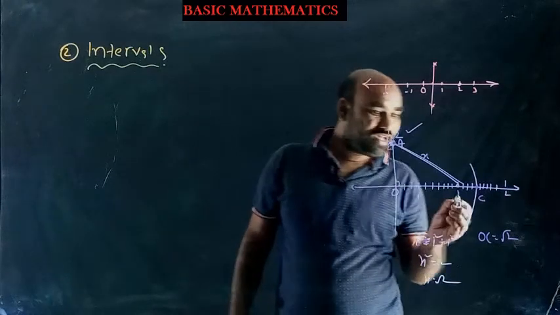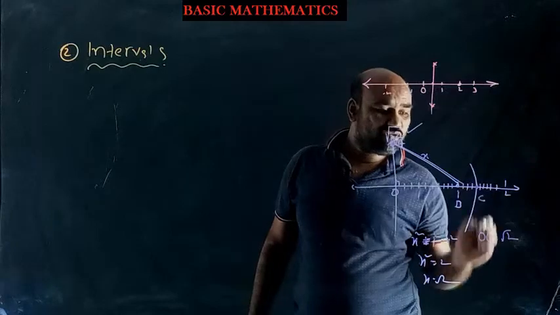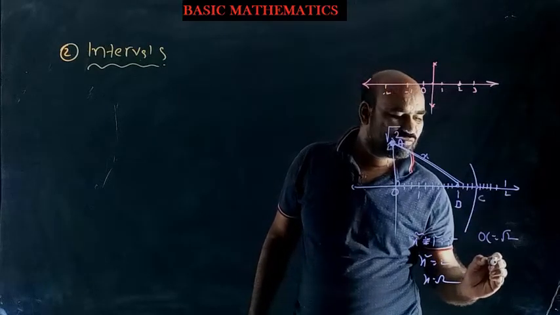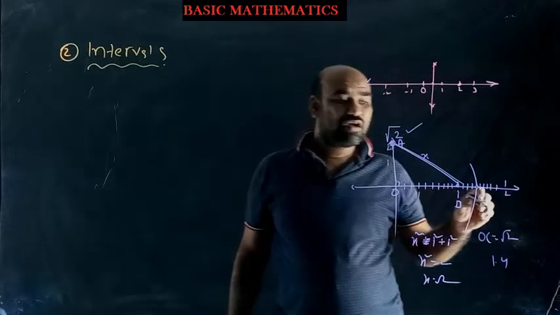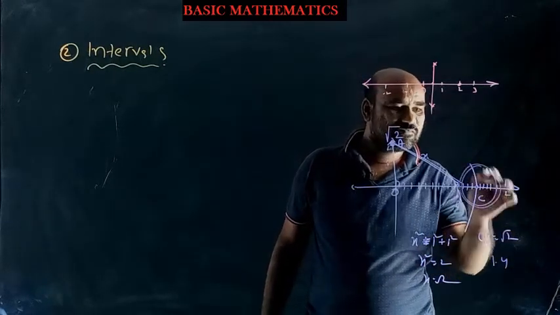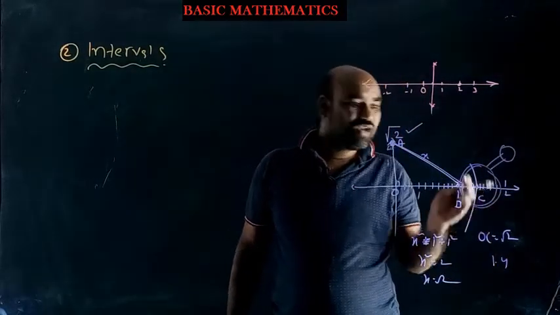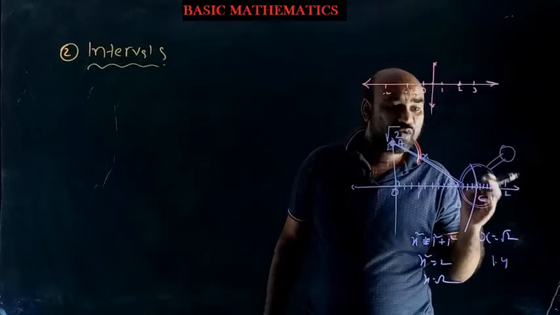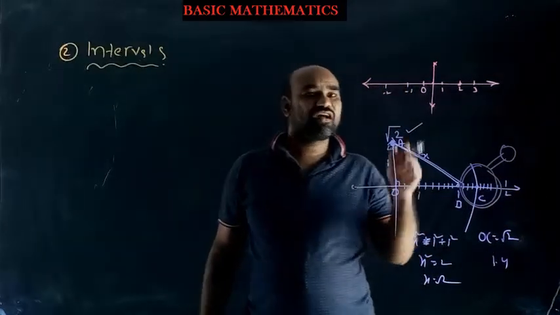So what happened here? 1 after 1, 2, 3, 4th. So I can say that the value of root 2 is 1.4. If we want the value of root 2 to some more decimal places, we need to zoom into this area. After zooming, we will get 1.41, 1.414, like that. We can identify root 2 on the number line.